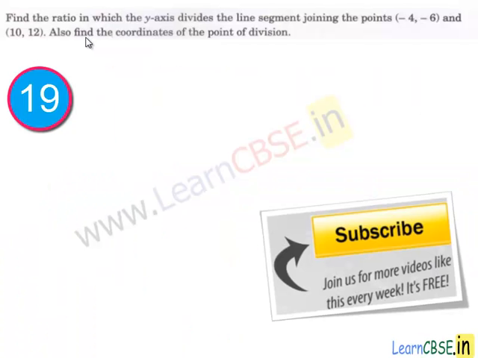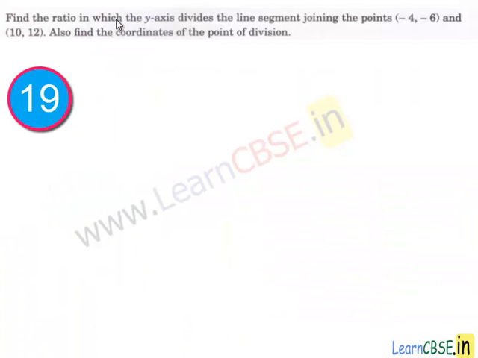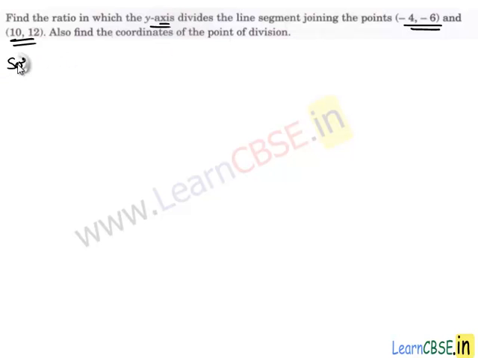Let's move to the next question. In this question, we have to find the ratio in which the y-axis divides the line segment joining the points (-4, -6) and (10, 12), and we have to find out the coordinates of the point of division. Let's work out the problem.